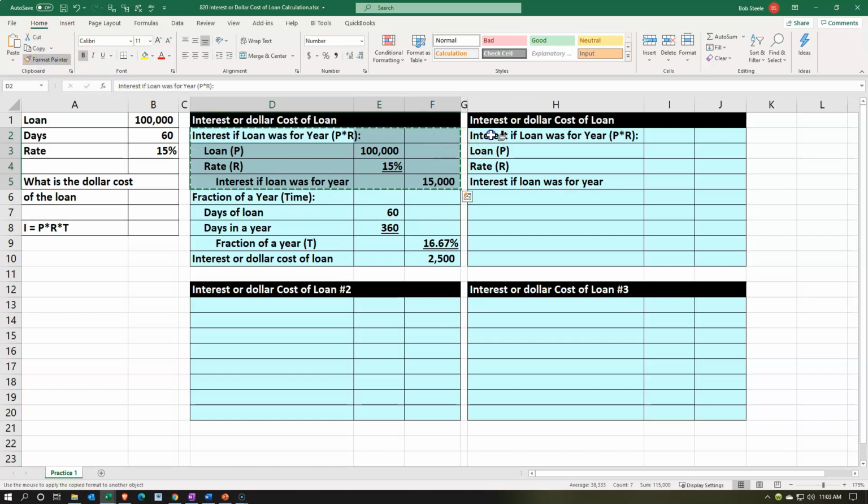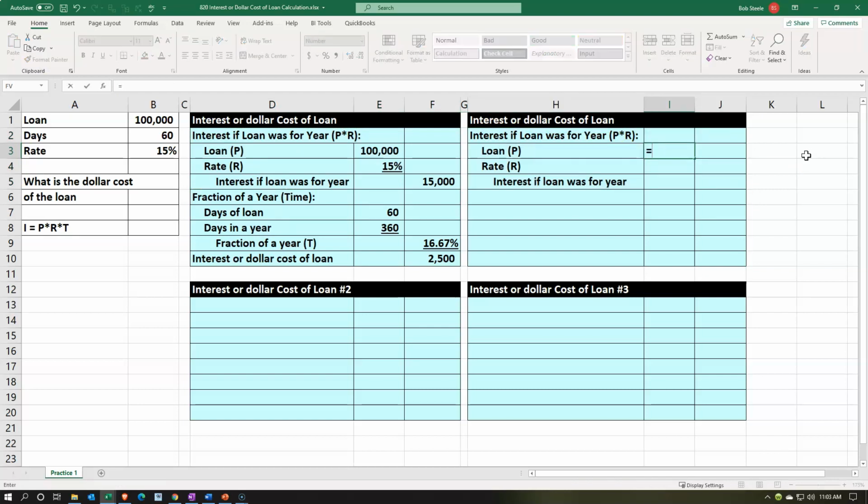I'm just going to paint the format all the way over here, and I'm just going to use the same numbers. I'm going to do the same thing. This is going to be the 100,000 times the 15%, and now I'm going to multiply that out, the 100,000 times 15%, and then we're going to calculate the time portion. So we did this times time.